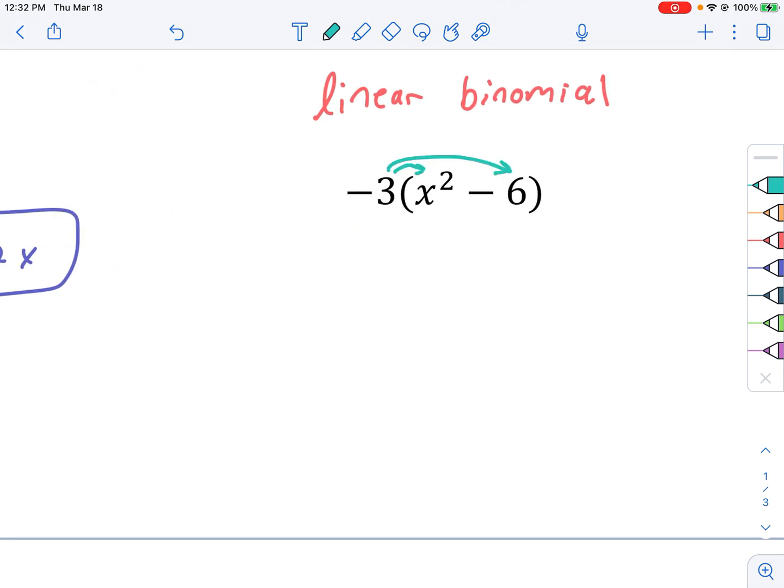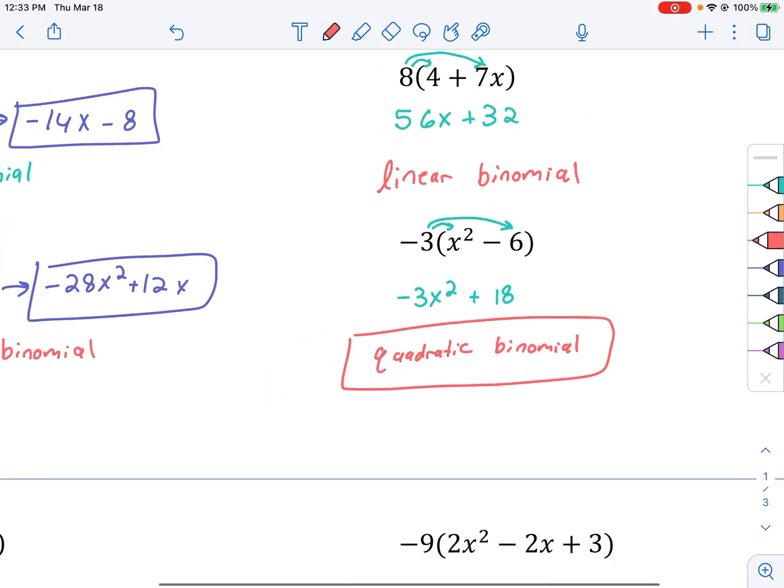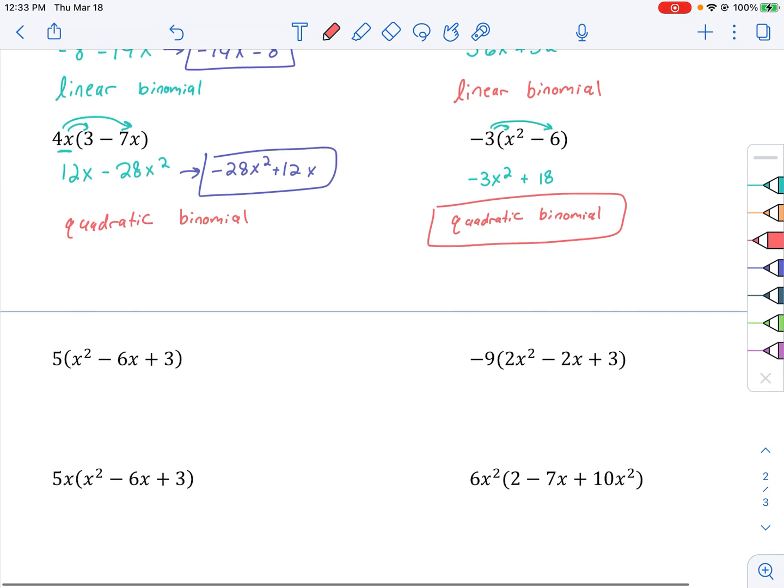Here we're just going to distribute this negative 3 in, so that's negative 3x squared plus 18. And then that would be a quadratic binomial as well. Although there's only one x, right, there's still only two terms in here, so quadratic binomial.